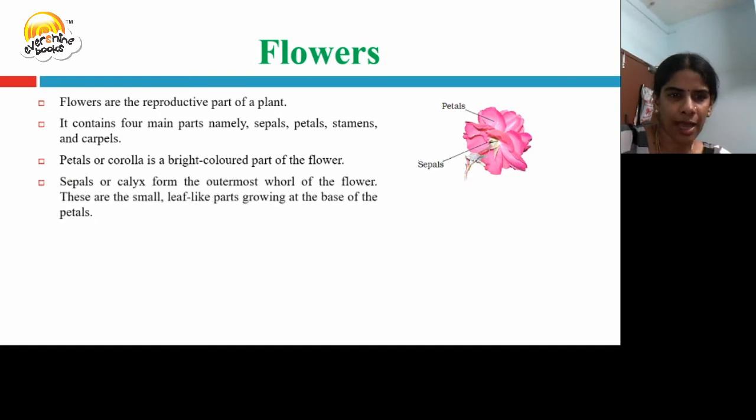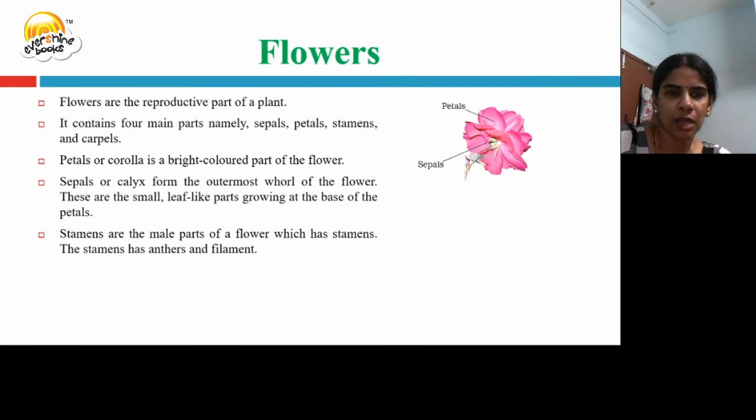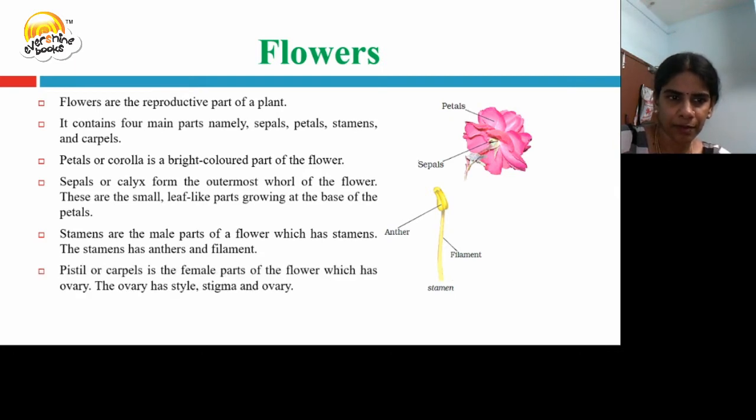Sepals or calyx form the outermost wall of the flower. These both are small leaf-like parts growing at the base of the petals. Stamens are the male parts of the flower, consisting of anthers and filament. It is the male part.